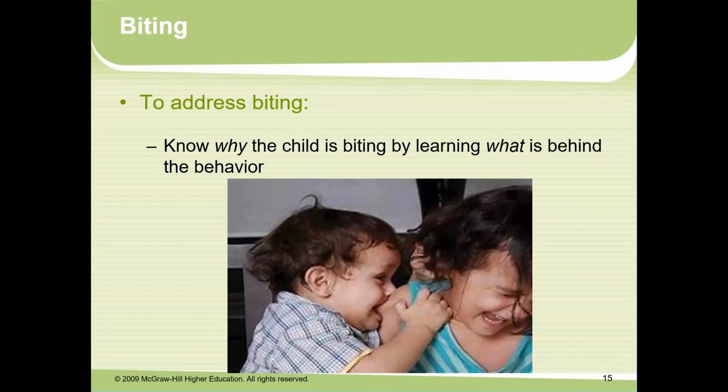Then you talk about it: this is not okay. This really hurts Olivia. Look at her face. What were you trying to tell Olivia? Did you want to have a turn with the bike? Oh, you wanted a turn with the bike. You can say to Olivia, Olivia, I want a turn. Can you say that? Even if it's not perfect when they repeat it, the goal is for them to repeat it so that they have the words.